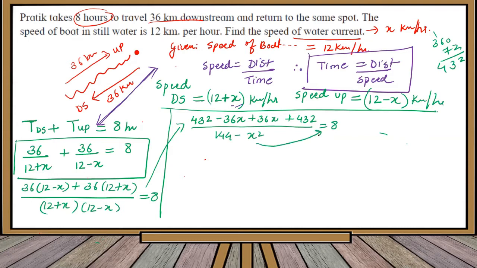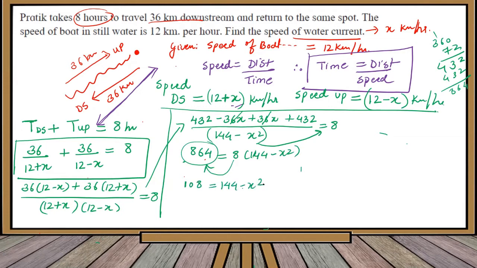So I'll transfer this over here, and if you observe, the 36x and 36x will get cancelled. So now 432 plus 432 is 864. So this will be 864 equal to, this entire bracket goes to the other side, 8 into 144 minus x square. Now if you observe, this 864 is divisible by 8, so I will divide to simplify. If I divide, I'll get 108 equal to 144 minus x square.